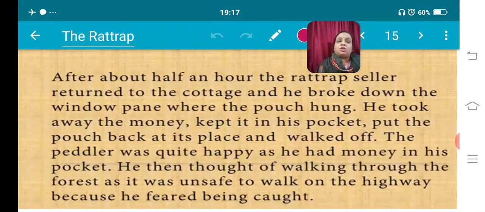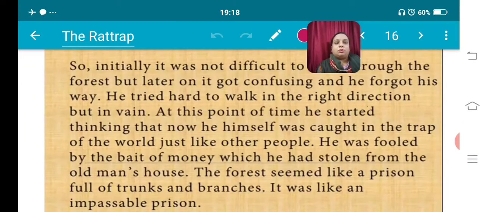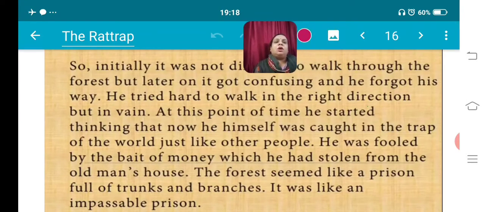He then thought of walking through the forest, as it was unsafe to walk on the highway because he feared being caught. So, initially, it was not difficult to walk through the forest, but later on, it got confusing and he forgot his way. He tried hard to walk in the right direction, but in vain.